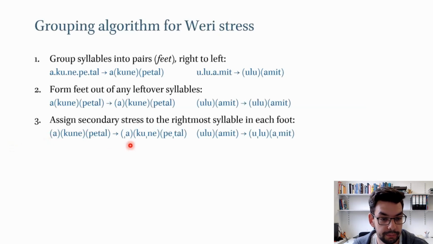So we go through each foot. Here we only have one syllable, so that's going to be the rightmost syllable. So we put the secondary stress mark there. Here we have two syllables, ku ne. So ne is the rightmost, so we put a secondary stress there. And then here we have pe tal, and so tal is the rightmost syllable in that foot, and so we put the stress mark there.